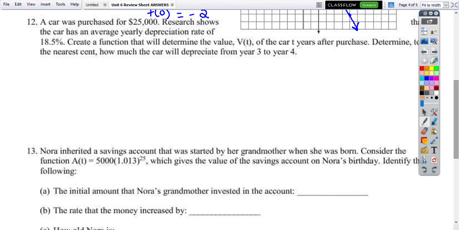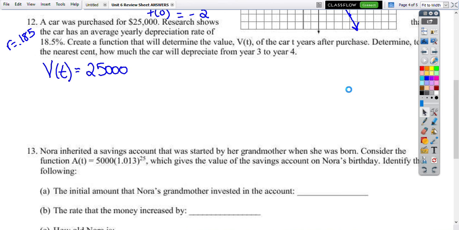Number 12. A car was purchased for $25,000. Research shows an average depreciation rate of 18.5%. So that's 0.185. Move the decimal spot 2 places to the left, or divide by 100. We want to create a function that uses v of t and t. We have to use those two things. So to the nearest tenth, how much will it depreciate from years 3 to 4?